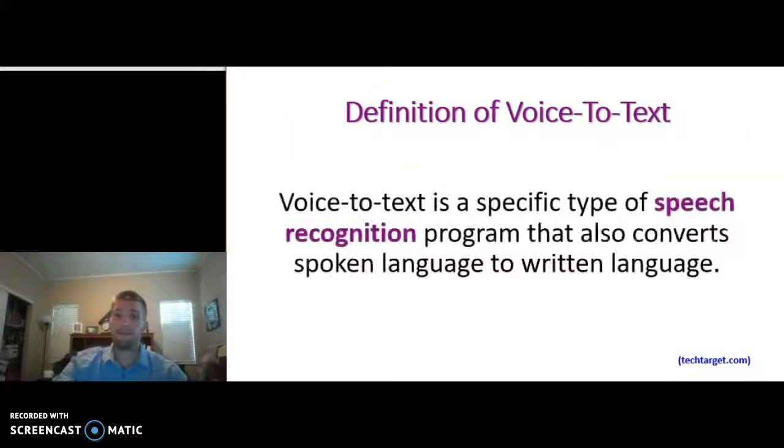The definition of voice-to-text. Voice-to-text is a specific type of speech recognition program that also converts spoken language to written language.